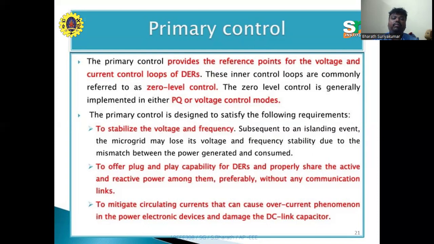So this is the role of a primary control. The primary control is designed to satisfy all these requirements: to stabilize, to offer plug and play, and to mitigate the circulating current. This is the work of a primary control system.